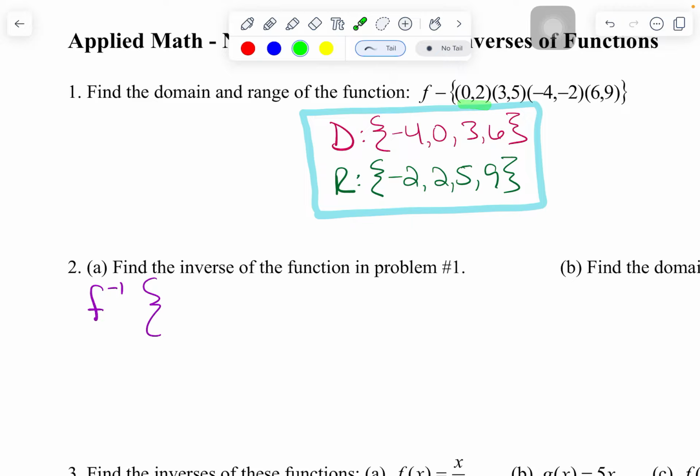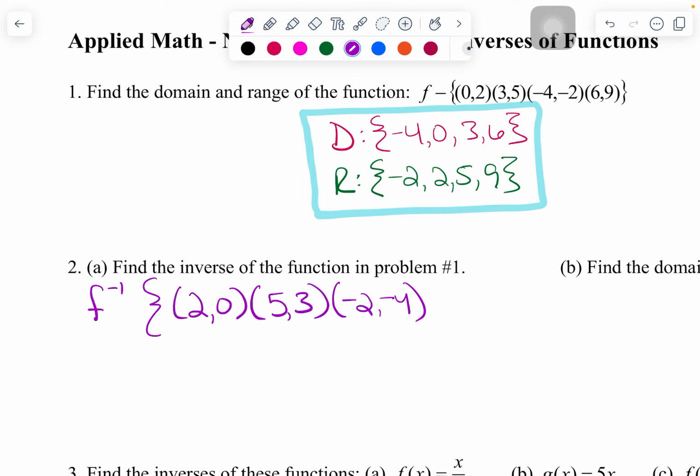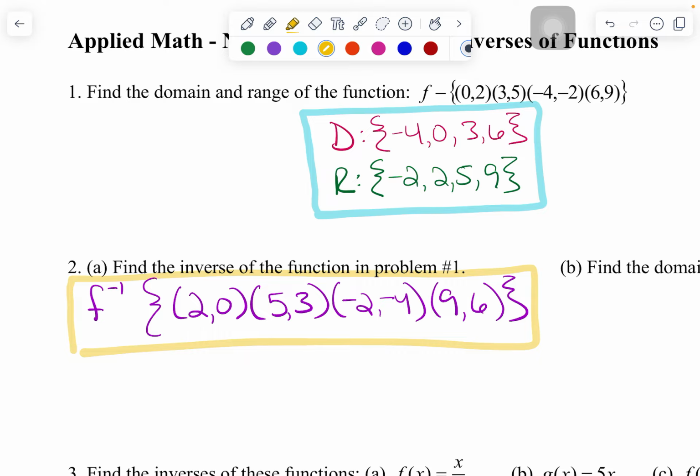So 0, 2 in the original becomes the ordered pair 2, 0. And then the 3, 5, swap that around, that's going to become 5, 3. So we swap the X and the Y. Same thing, the original point was -4, -2, so -2, -4. Let's see, 6, 9 becomes 9, 6. And finish it out, put a little brace there. That is your inverse. I wrote that huge. That should not be a problem though.